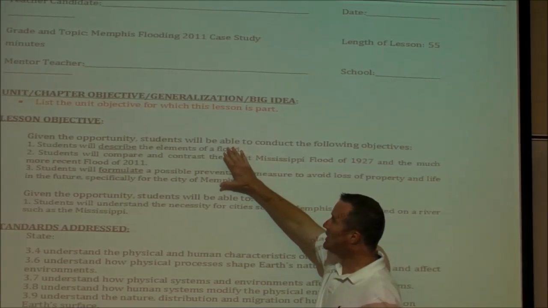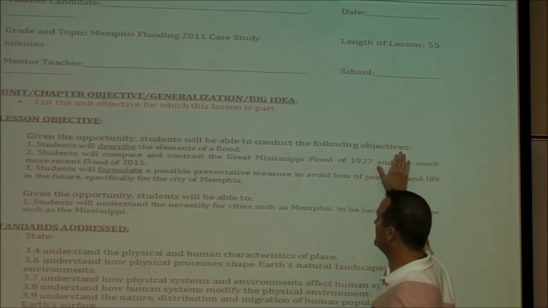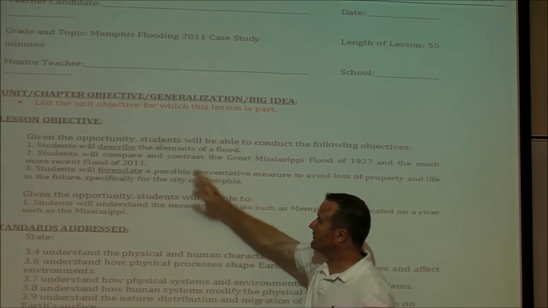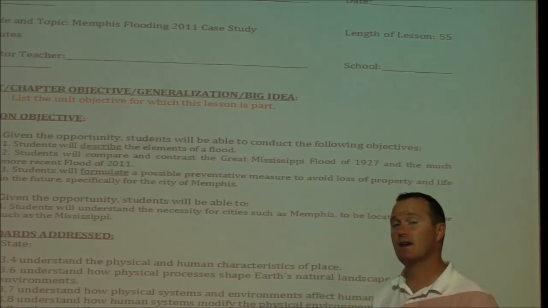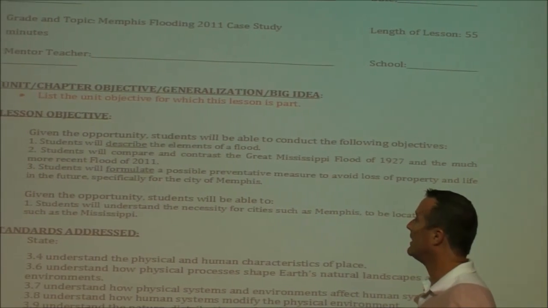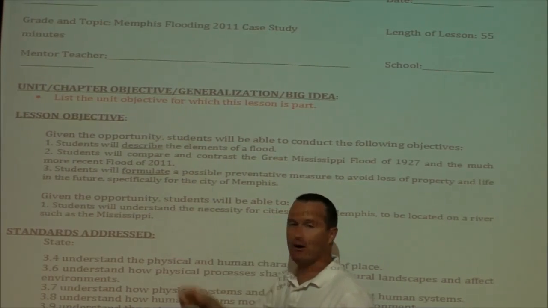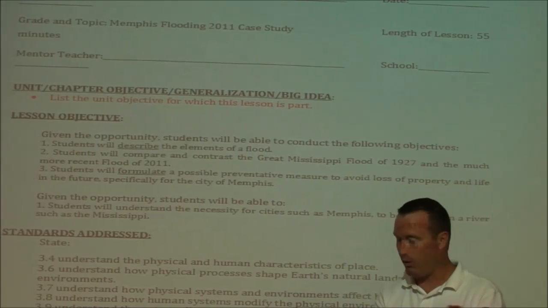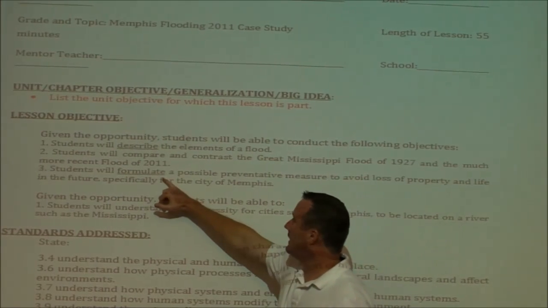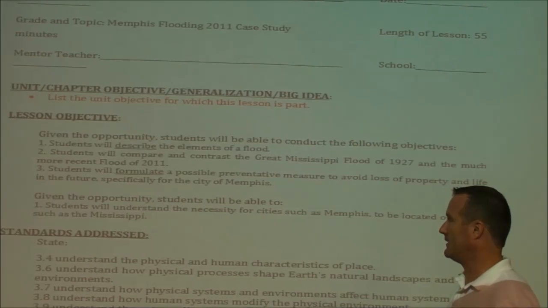Lesson objectives: given the opportunity, students will be able to conduct the following objectives. A standard protocol right here. Number 1, students will describe. Can I measure a student describing something? Yes, I can. Number 2, students will compare and contrast. That should be underlined, but that is at the level of Bloom, comparing and contrasting. I can watch them compare something and contrast something back and forth. Students will formulate a possible preventative measure. Okay, you can measure the student formulating something.